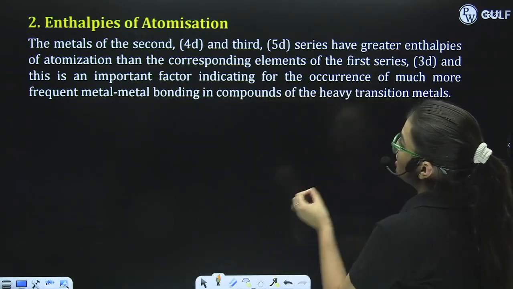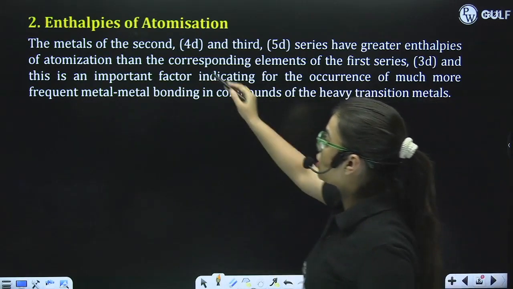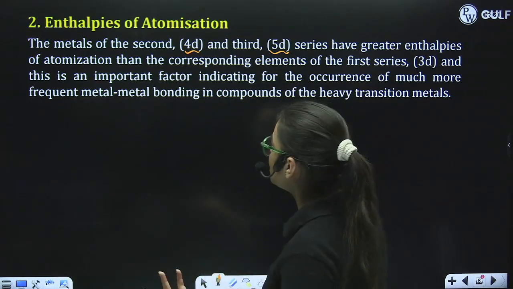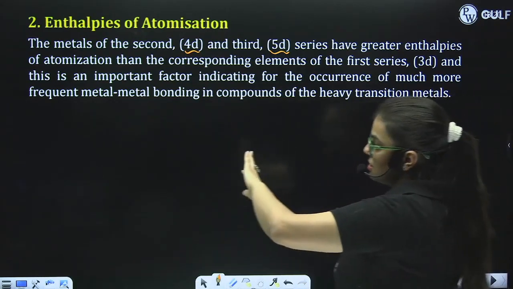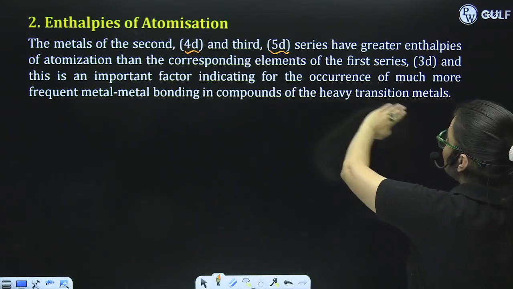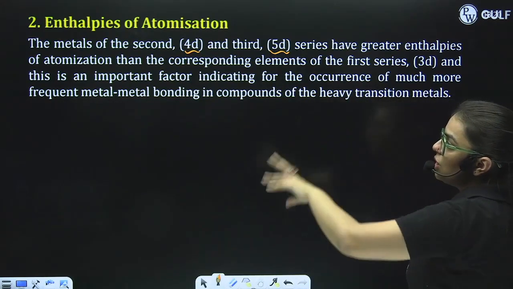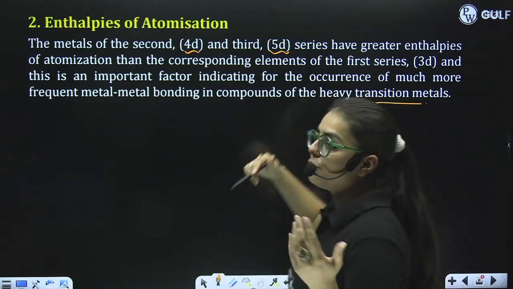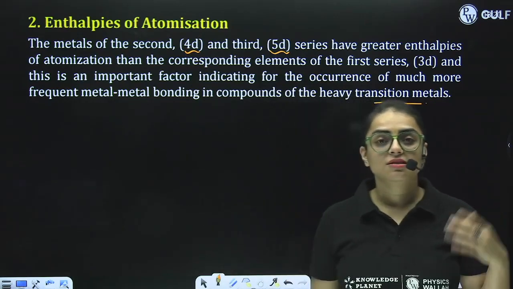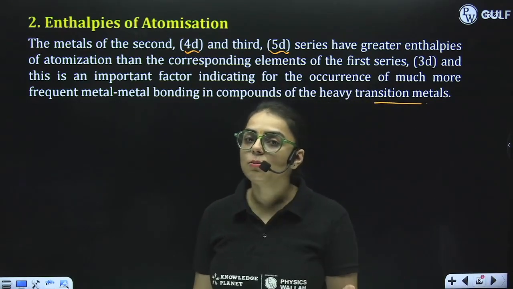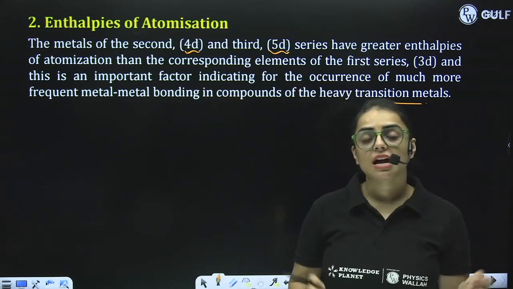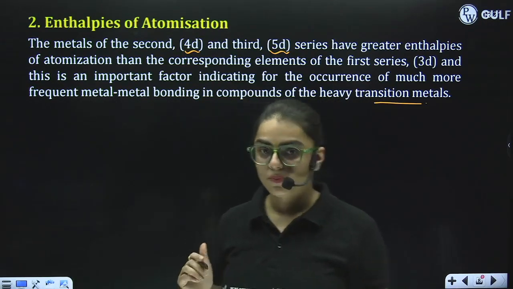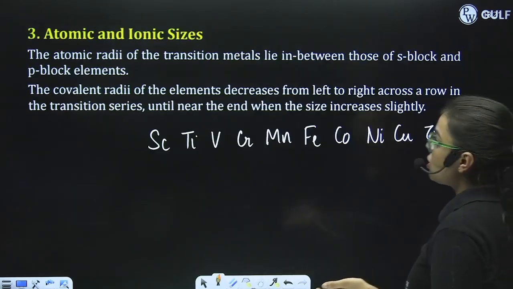The metals of the second and third series, that means the 4d and 5d series, have greater enthalpies of atomization than the 3d series. This is an important factor indicating the occurrence of much more frequent metal-metal bonding in compounds of the heavy transition elements. Again, enthalpy of atomization is the heat required to break the metallic bond between two atoms. Now let's talk about the next one.